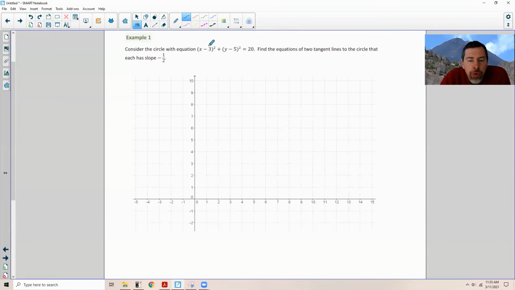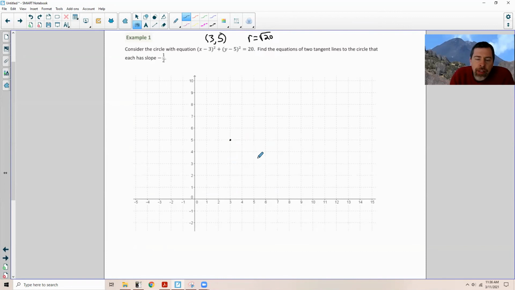So for starters, what do we know? Don't try to look at the whole picture and say that's too much. Just look at little pieces, okay? Looking at this equation, I know that the center is (3, 5). So I can simply come down here, go over 3, up 5, and there's my center. Fairly simple. The problem here, though, is our radius equals the square root of 20, because this is r squared.